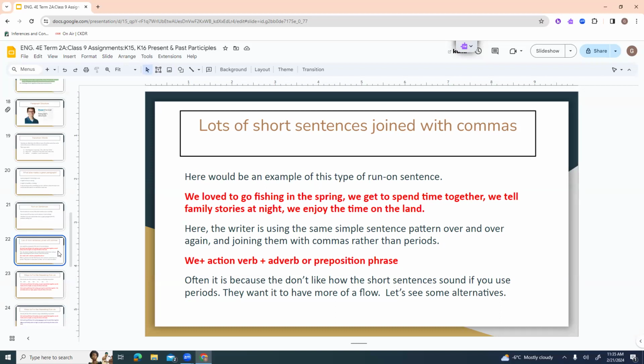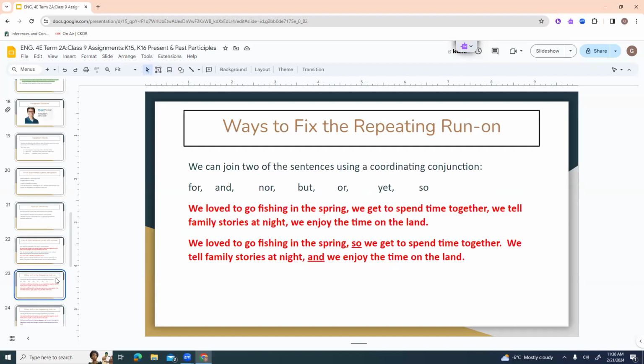And often it's because they don't really like how the short sentences sound if you use periods. They want their writing to have more of a flow, which is a great goal. But let's look at some alternative ways to meet that goal. First of all, we can join two of the sentences using a coordinating conjunction. Remember that those are for, and, nor, but, or, yet, or so.